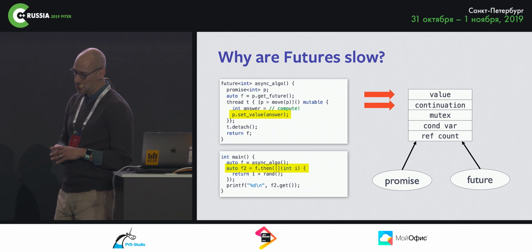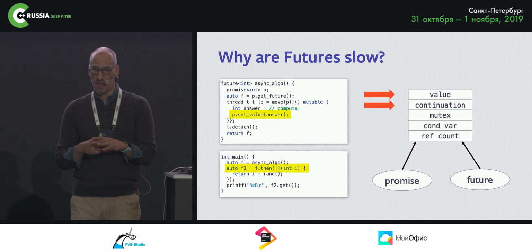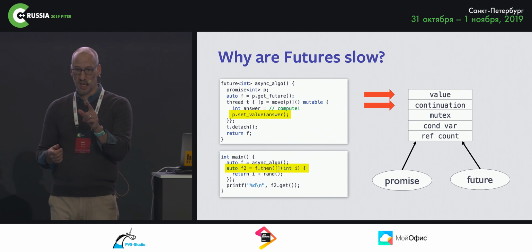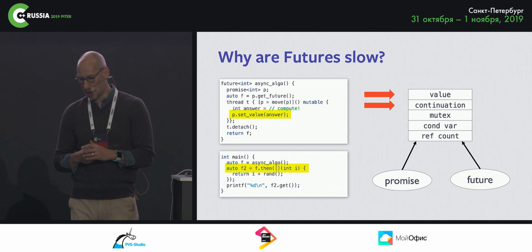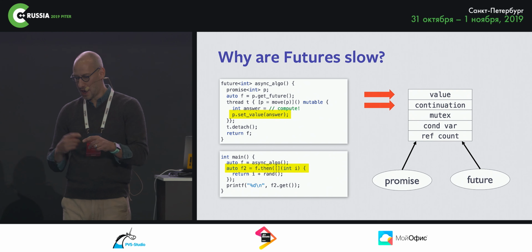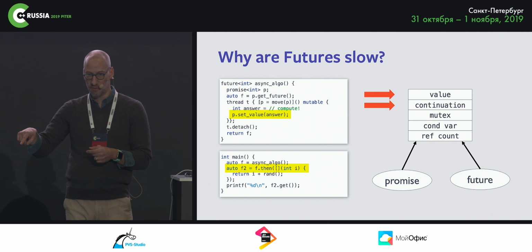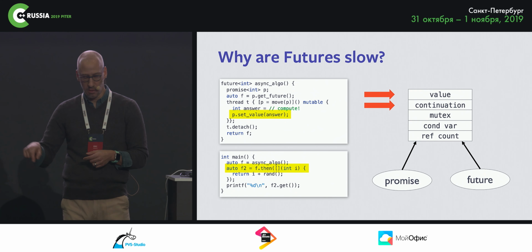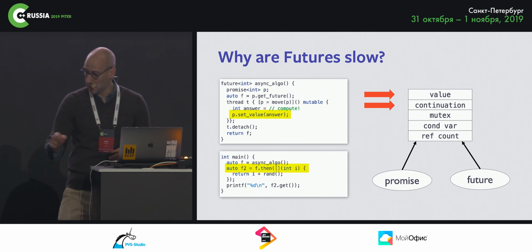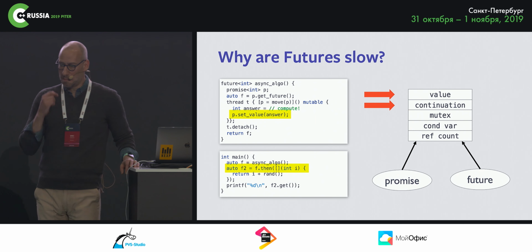So that's a good question. Let's go back to where the code is here. The first thing to realize is that then is implemented by implicitly creating another promise future pair. And then is going to be setting the continuation field.